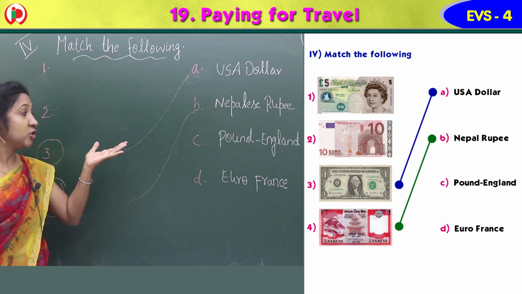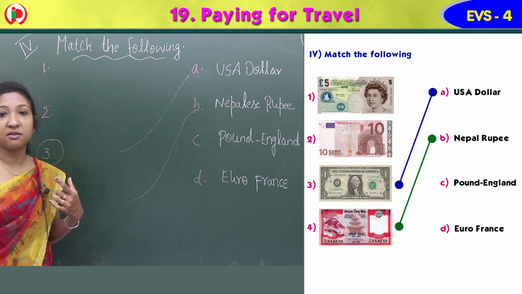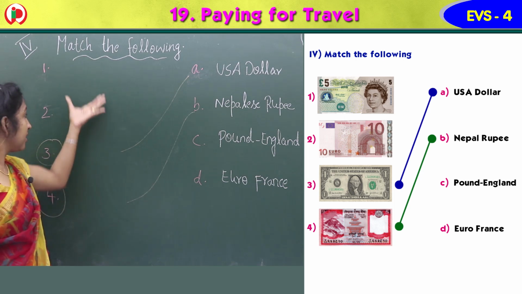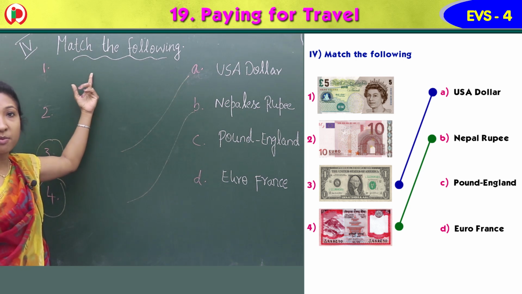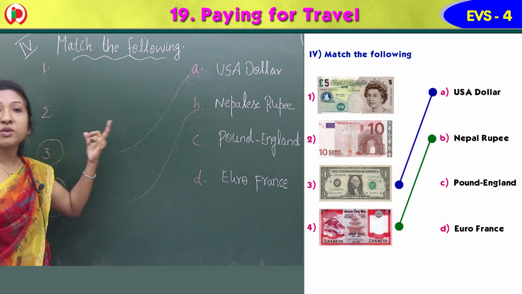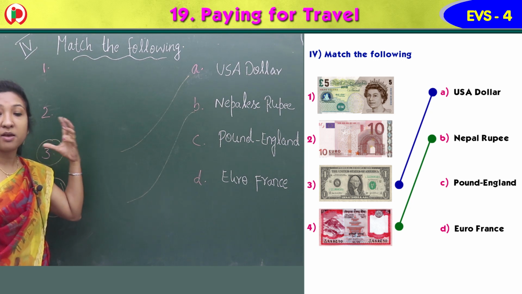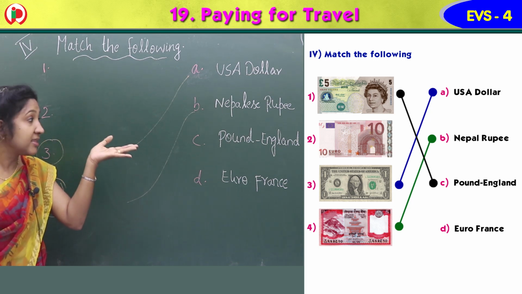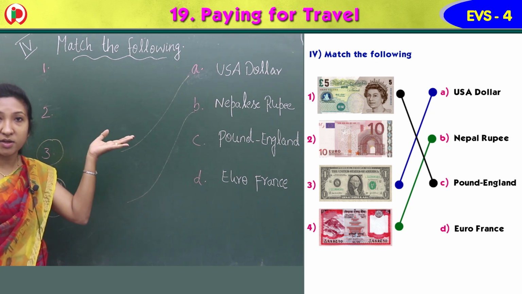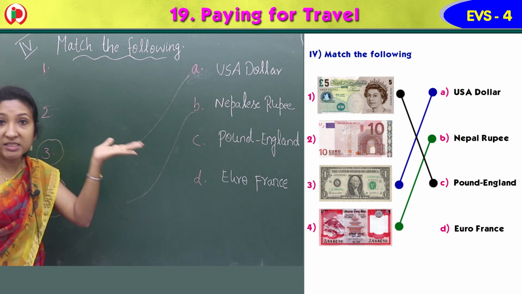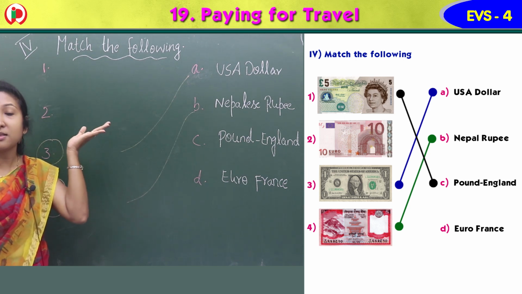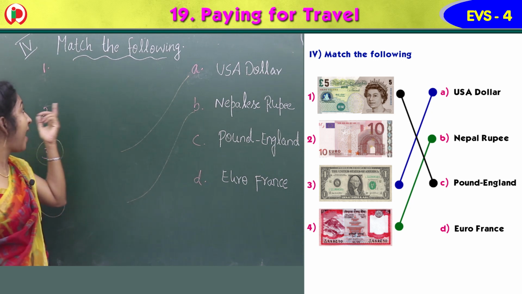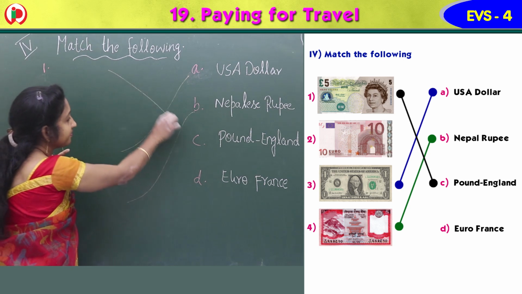Okay. Now coming to C, pound England. Among these, now two images are left, number 1 and number 2. Among these, which is the currency of England? The pound image. Yes, it is number 1. The first image is the currency of England, the pound, isn't it? You can see the image of Queen Elizabeth there. A Queen image you can see there. It's the image of the England currency, pound. So match 1 with C.